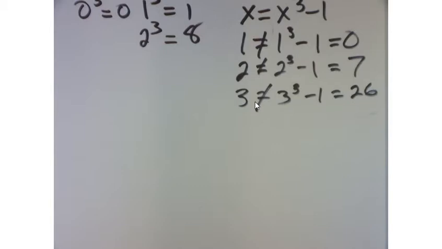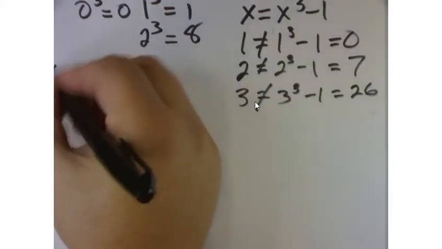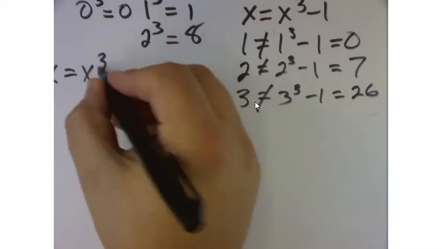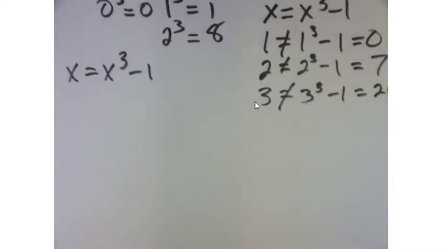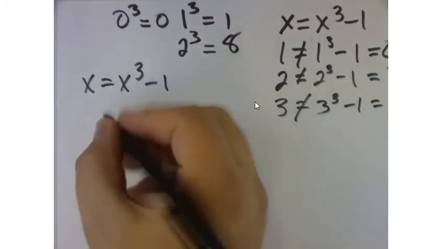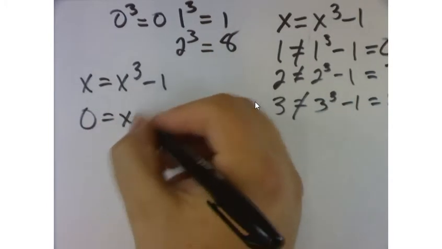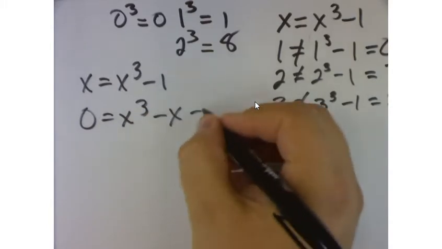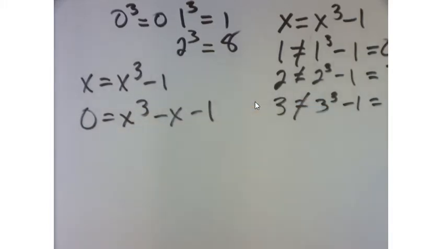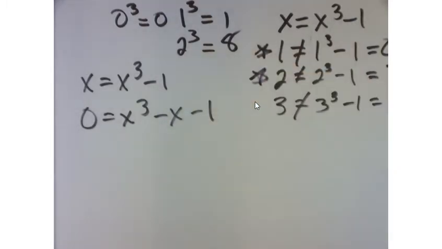So what I want to do is generalize it and say x has to equal x cubed minus 1. Is there a value for x that satisfies this equation? Well, what they did is they just moved the other x over and set it equal to 0 and said, well, let's solve it. If that's the case, then I just need to solve this equation.